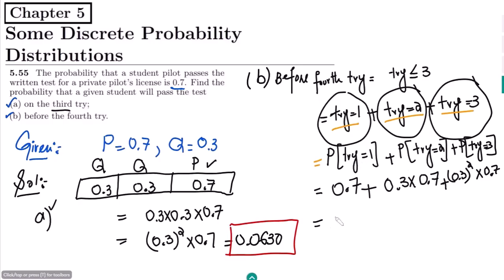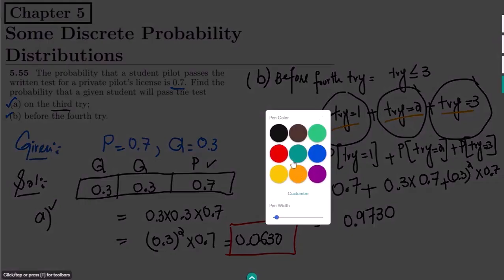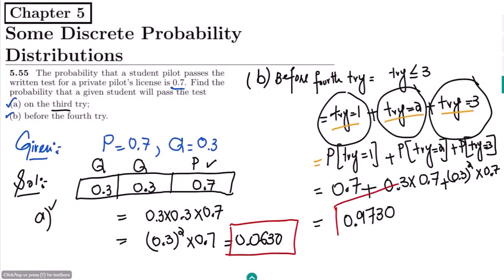Now calculating it and then adding them all, the answer would be 0.9730, and that is basically the solution for part B of my question.